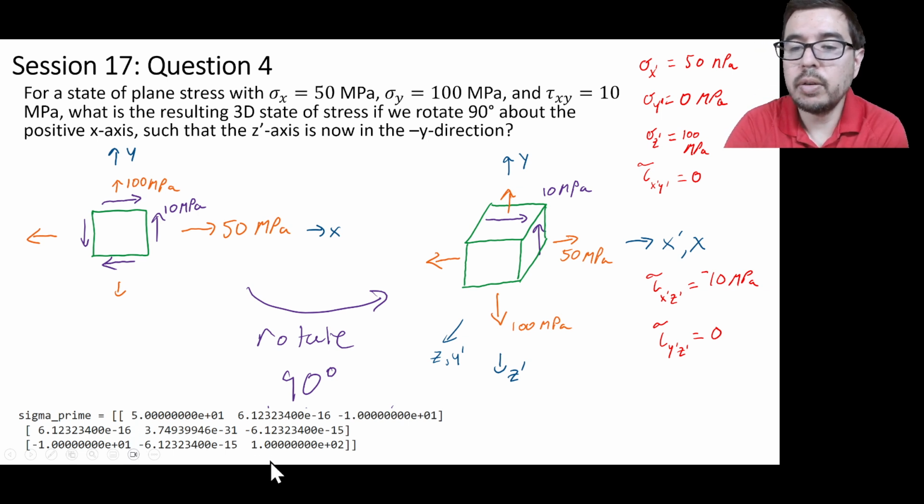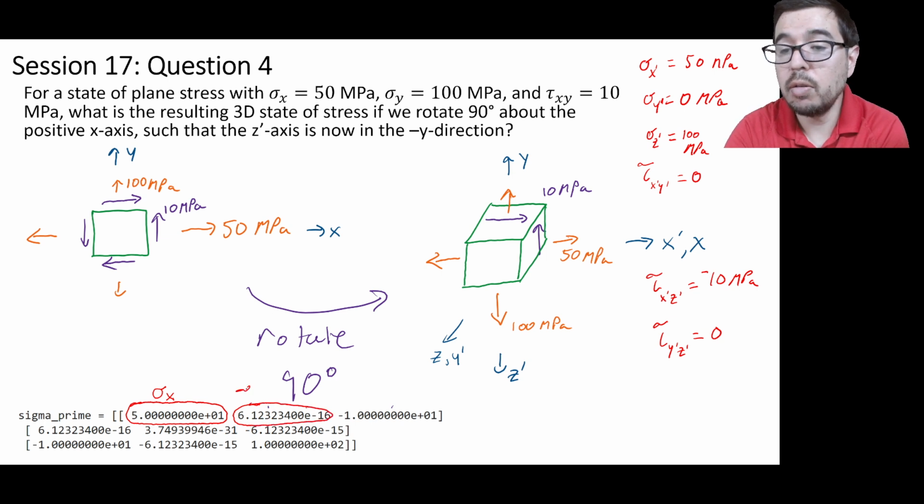This component right here, which one is this? This one is sigma x. This component over here is sigma, or tau x prime y prime. This is actually sigma x prime, sorry. But sigma x and sigma x prime are the same. Do you see this is times 10 to the minus 16 right here? That's essentially 0. So this is just going to be 0.